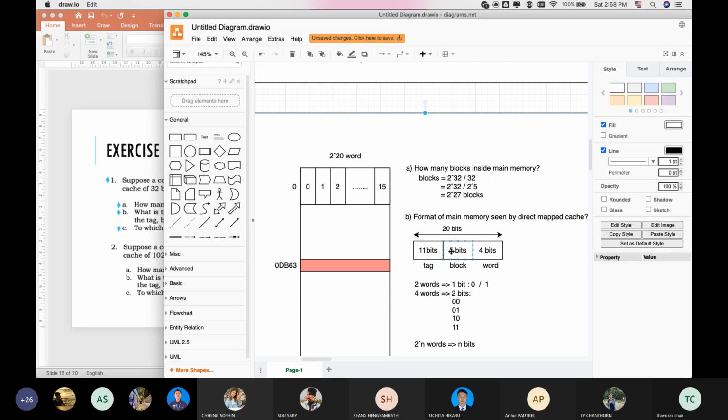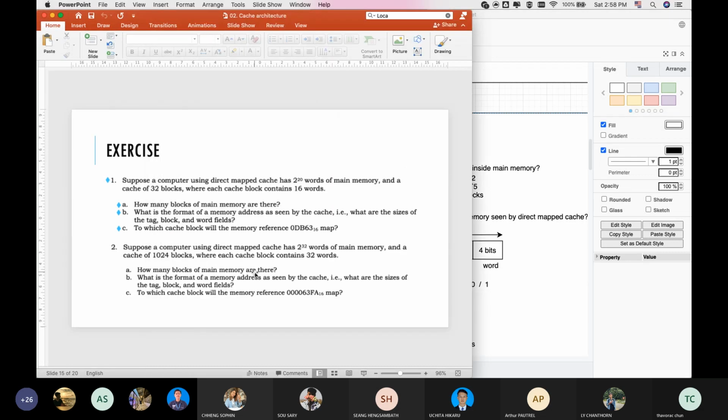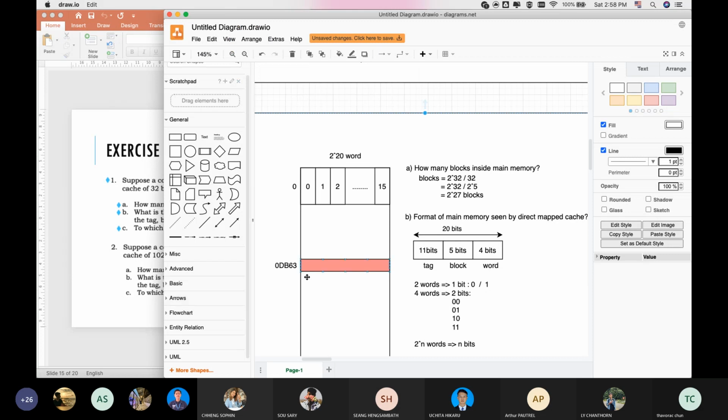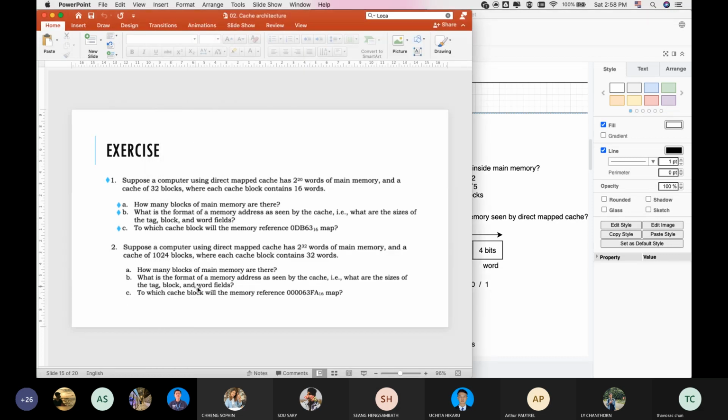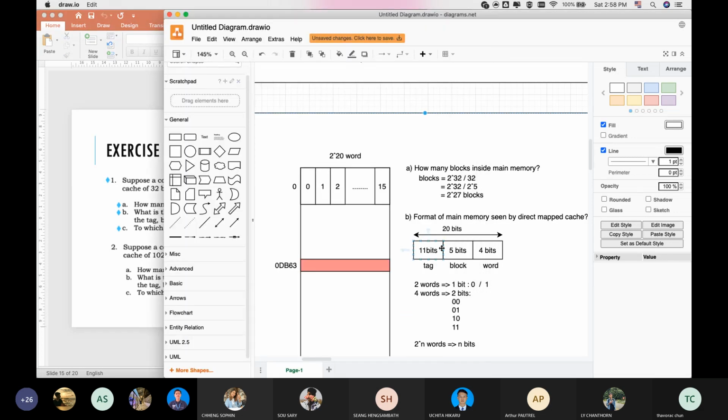Okay. So for question A, the answer is 2 power 27 blocks inside the main memory. So question B, what is the format of memory address as seen by cache? So the question here, we are talking about this. How many bits for the word field, how many bits for the block field, and how many bits for the tag field?